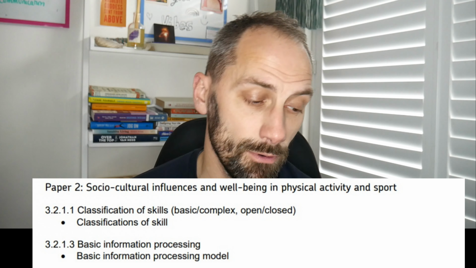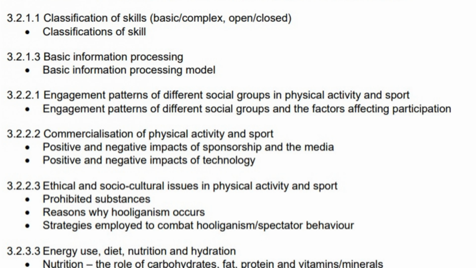We then got engagement patterns of different social groups in physical activity. So what this is saying is basically why different social groups may participate or not participate, why they may choose certain sports or not, and the different factors that are involved in that. I'd imagine that could be a 6 or 9 mark question because it's quite a meaty topic.